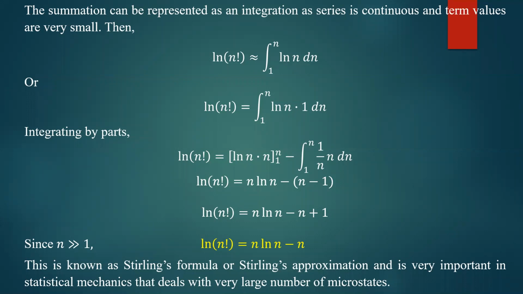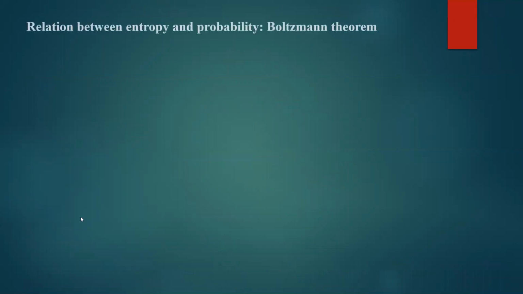So the derivation is for your knowledge. It is not included in the syllabus. Just it is for your knowledge. Next, the last part we'll consider, that is the relation between entropy and probability. That is called the Boltzmann theorem. Basically, this Boltzmann theorem gives you the relation between entropy and the thermodynamic probability.